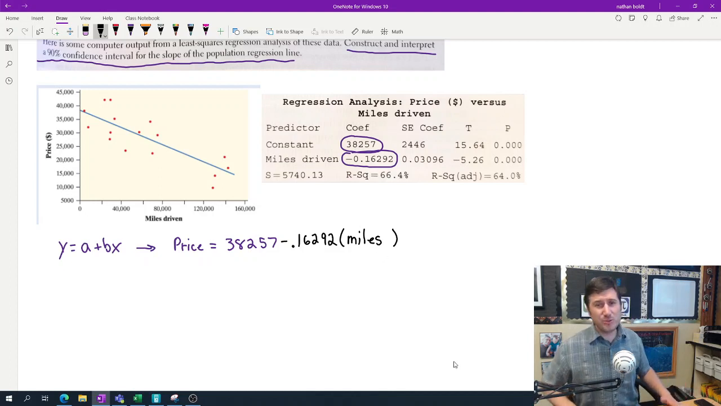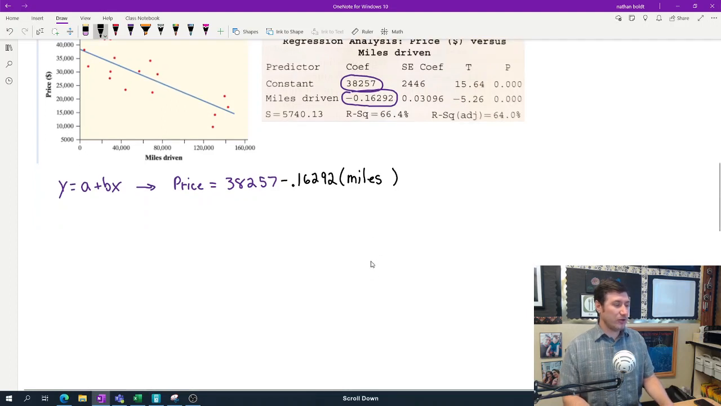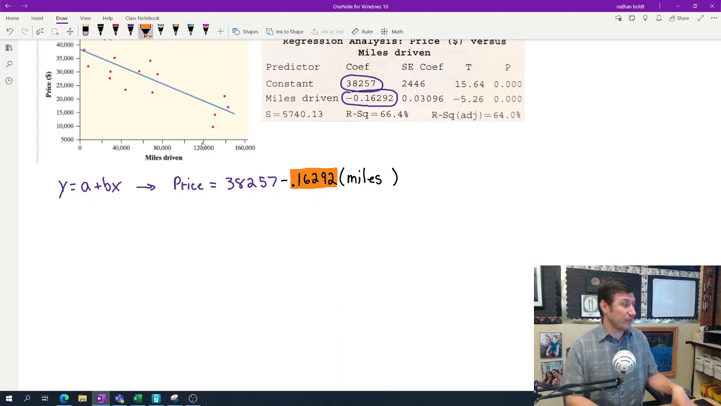Again, you don't need to use y and x. Sometimes it's easier just to put the words in the formula. Kind of nice that way. So now we want to create a confidence interval for this slope. That really describes the relationship here, right? For every 1 extra mile driven, we expect the price to go down by 16 cents.